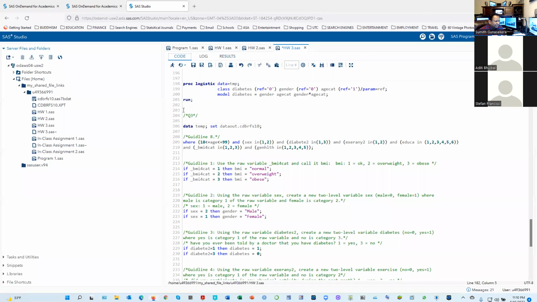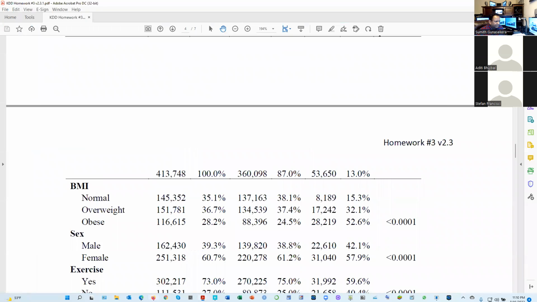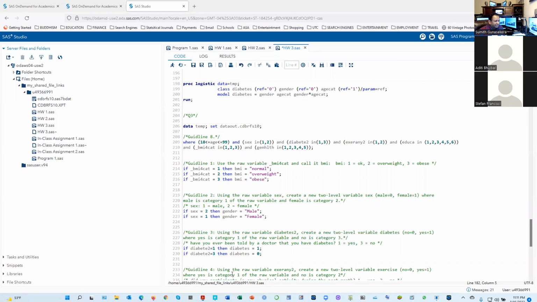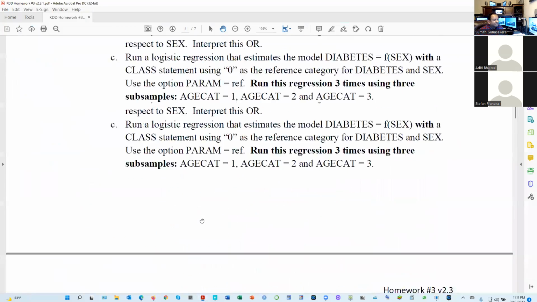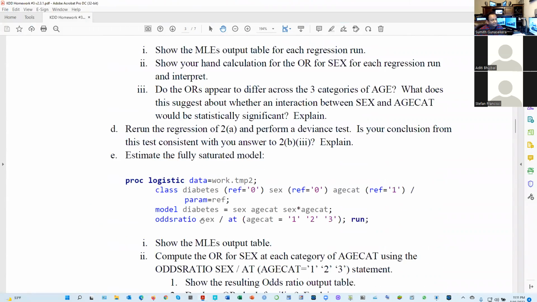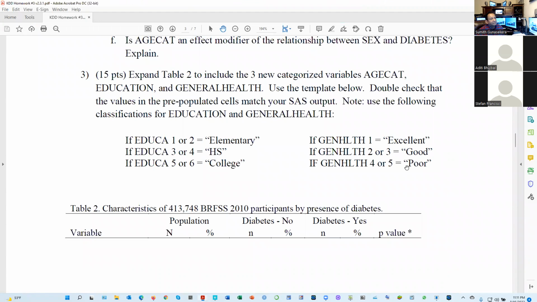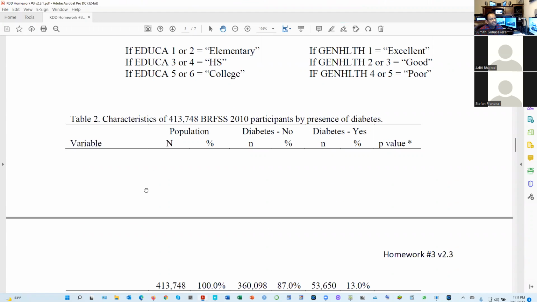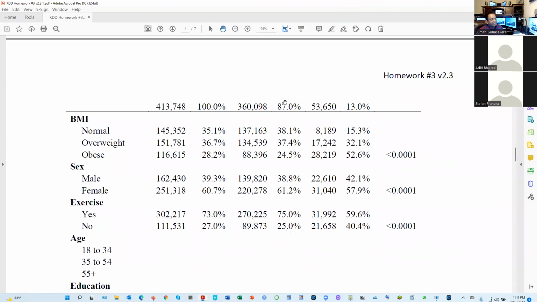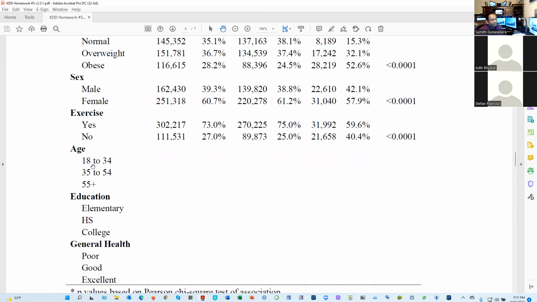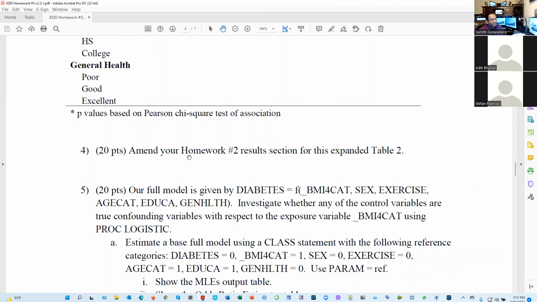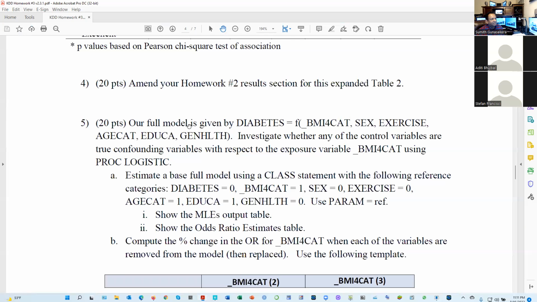For Q3, question 3, sorry, I'm going to show you real quick. Question 3, we have to go back to the contingency table, changing this and filling it out the way we had earlier. Then amend your homework results section, and compare it with the full model now.